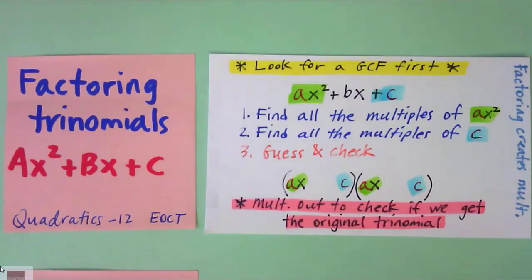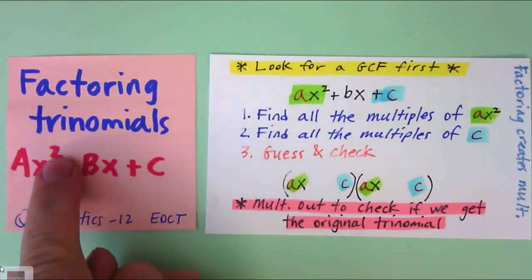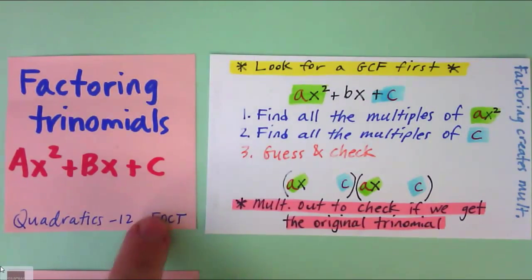Guys, here is the second note card. This is factoring trinomials. Remember, trinomials have to have 3 terms. We're still talking about a quadratic, as you can see here. So quadratics number 12. This is an EOC topic as well. And here is the back of the note card. Go ahead and jot that down.